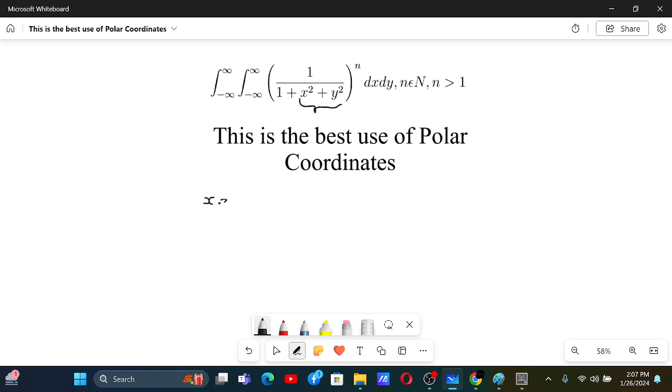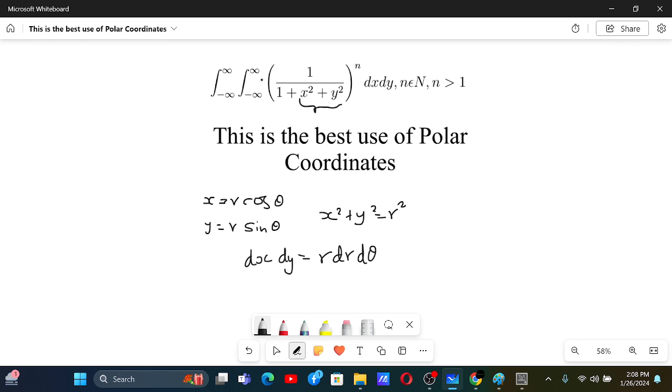Okay, so now if you want to change to polar coordinates, basically x equals r cos theta, and y equals r sin theta. That's why x square plus y square will just be r square. And if you use the Jacobian matrix, the Jacobian determinant, you will get that dx dy is just r dr d theta.